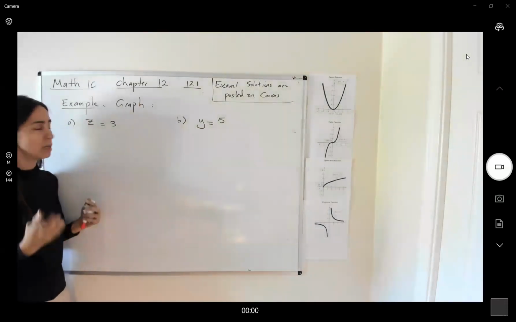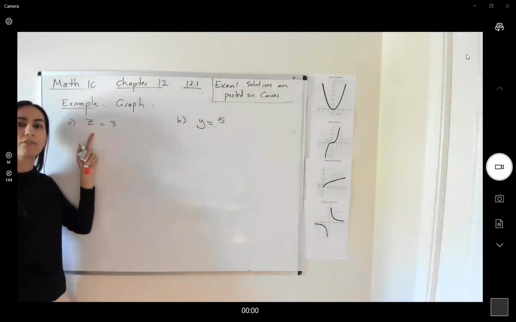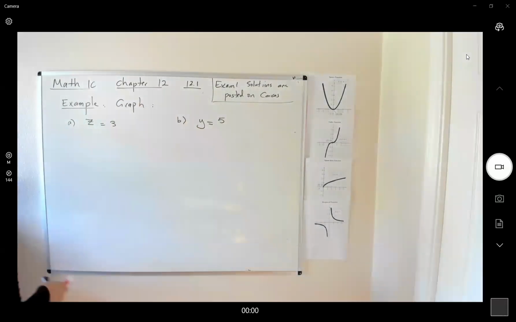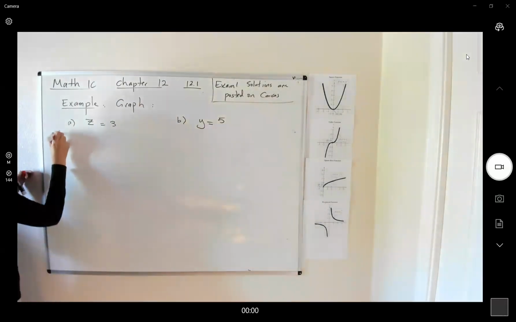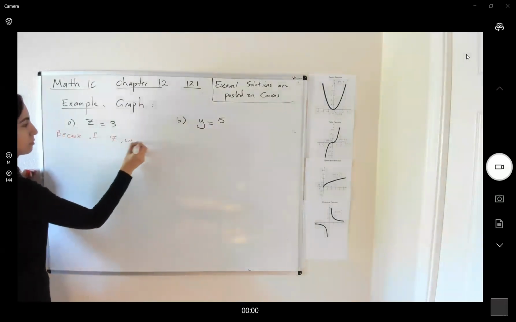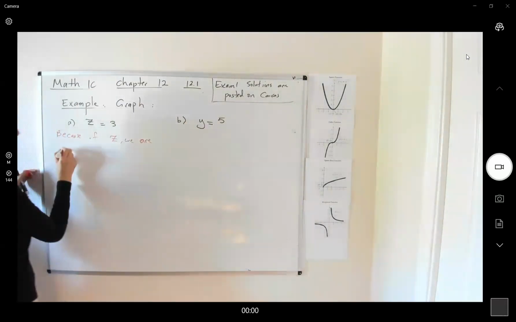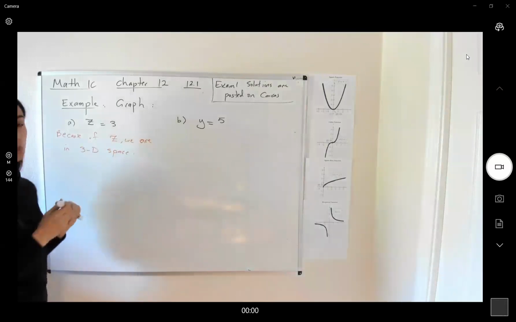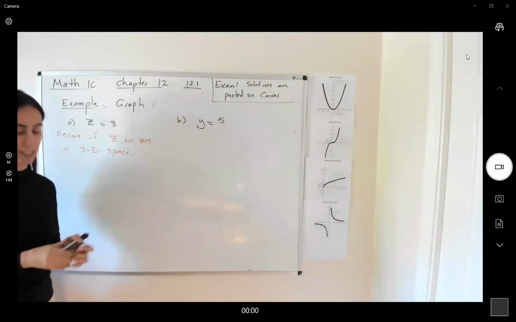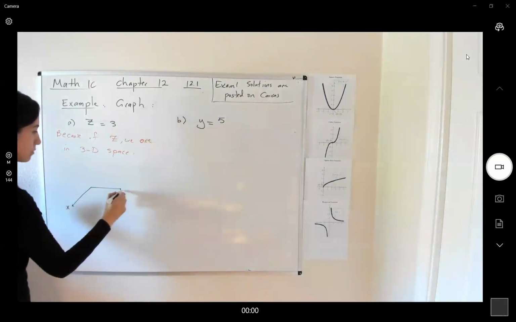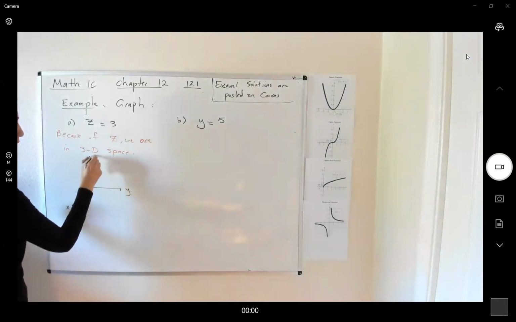So let us think about it. Here you have the third variable z. It means that you are in three-dimensional space. So because of z, we are in three-dimensional space. So of course you have x-axis, y-axis, and z-axis. So x, y, and z.